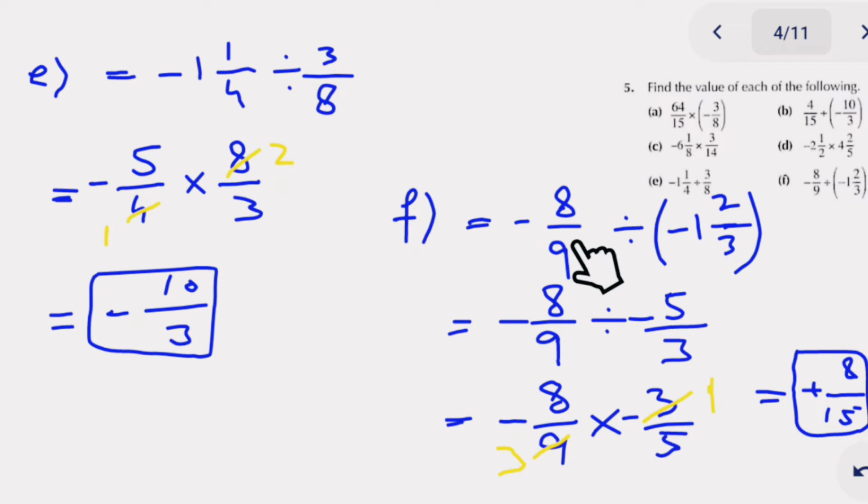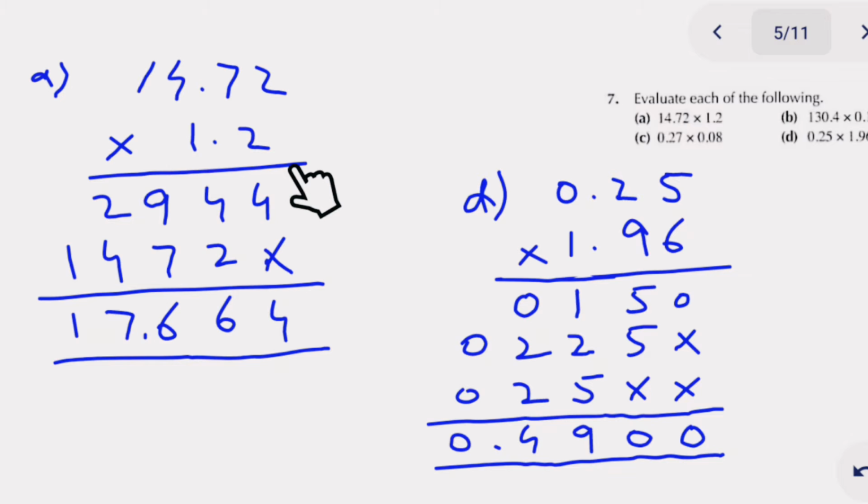In the F part we are again given fractions, but in this case there is a negative sign and also a mixed fraction. So minus 8 over 9 divided by this minus 5 over 3, then we have to simplify them. 3 ones are 3, 3 threes are 9, and 8 ones are 8, and 5 threes are 15, and this minus minus becomes a plus. So this is how we do this.